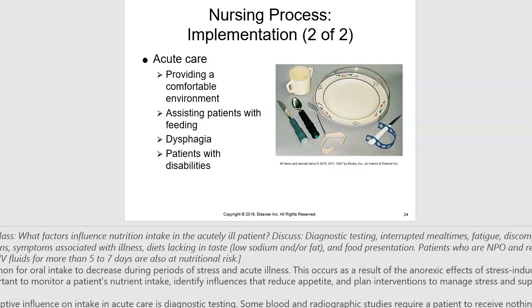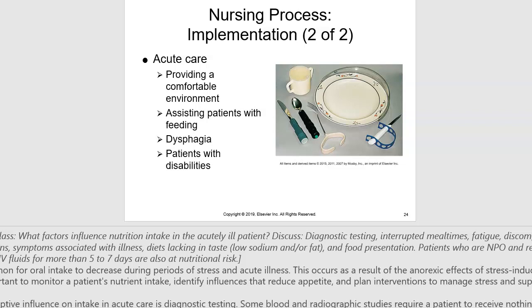One disruptive influence on intake in acute care is diagnostic testing. Some of those tests require the patient to be NPO or be on a liquid diet, that type of thing. Emotional stress also influences intake. Medications can affect dietary intake and change how the body uses the energy from the food.